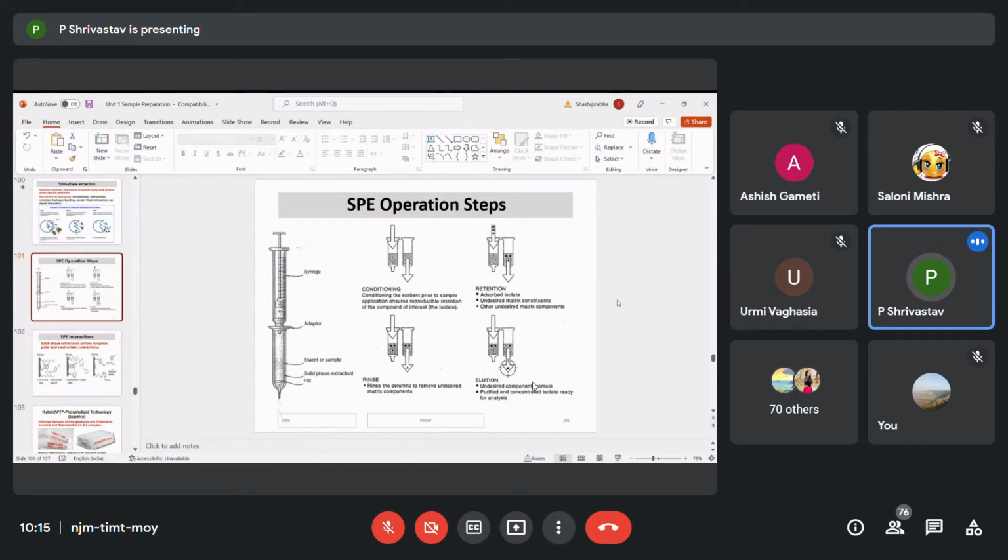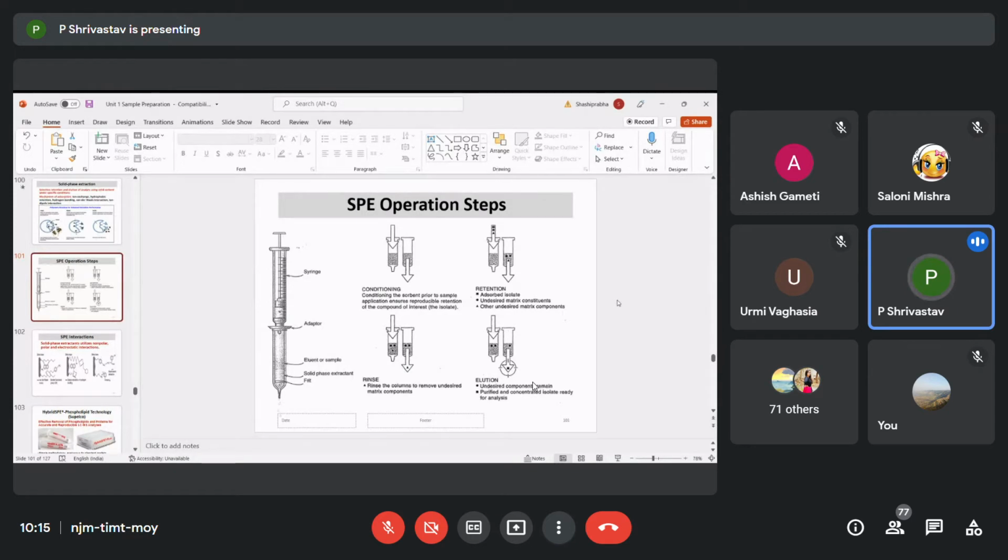And that is what we call retention. Retention of the analyte as well as the matrix, both in the second step. In the third step, which we call the washing step or rinsing step, this step is essentially to remove the unwanted matrix using a suitable solvent system, single solvent or a mixture of solvents. Once this is done, what remains in your solid phase material is the analyte of interest.